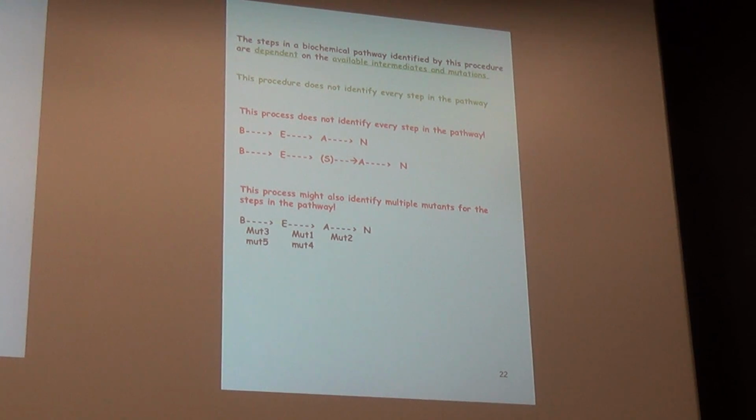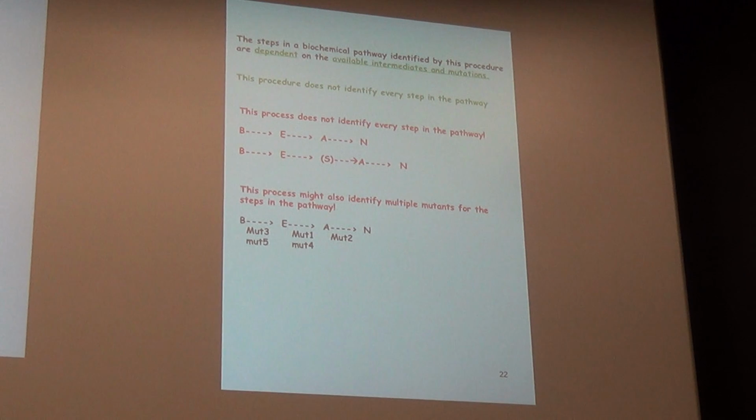This is basically a simple pathway that you can detect. In addition, you may not have mutants for every step in the pathway. You may only have mutants for 2 out of the 4 steps in the pathway. That's also possible. So it doesn't identify every step in the pathway, and it does not identify every enzyme that is functioning in the pathway. So the pathway may very well be BESAN, but you may have only identified BEAN. That's fine. At least you know some of the steps in the pathway. You can then do other experiments to figure out the rest of the pathway. But this is a start, in a sense.